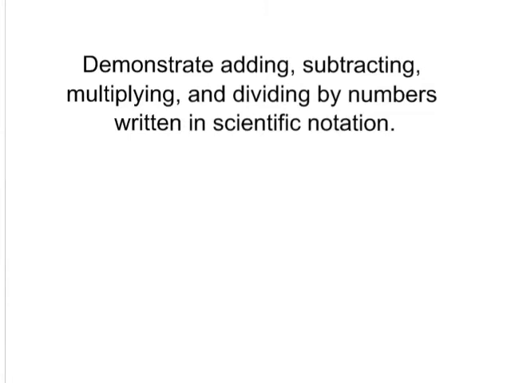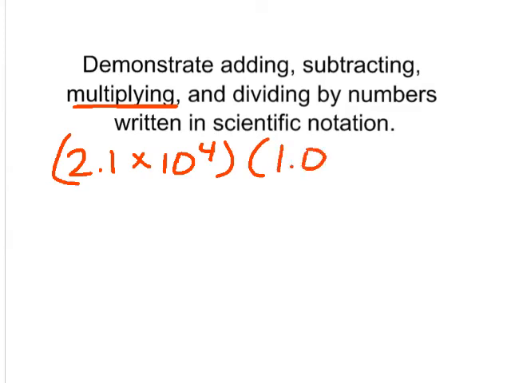Okay, now that you know all about scientific notation, it's important that you know how to add, subtract, multiply, and divide using scientific notation. Let's start with multiplying. Let's say I have two numbers, 2.1 times 10 to the 4th, and I want to multiply that by 1.0 times 10 to the 3rd.